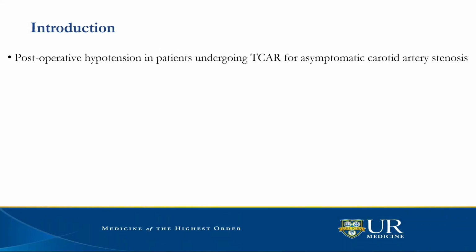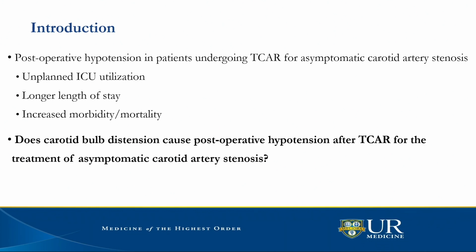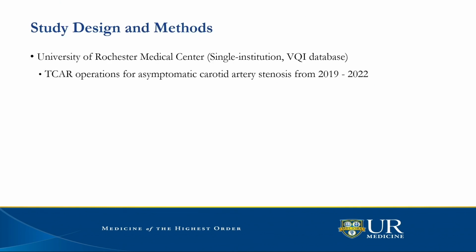We have no disclosures. Postoperative hypertension in this asymptomatic patient population is linked to unplanned ICU utilization, longer length of in-house stay, as well as increased morbidity and mortality. Underlying mechanisms behind why patients develop postoperative hypertension have yet to be fully delineated. We hypothesize that increasing carotid bulb distension correlates to postoperative hypertension after TCAR in this asymptomatic patient population.